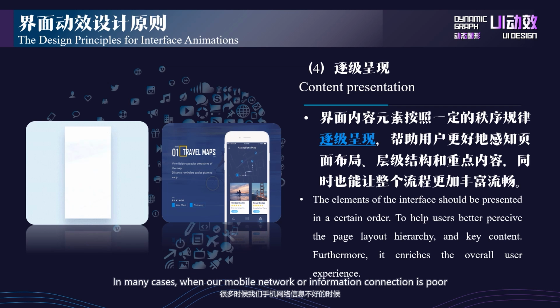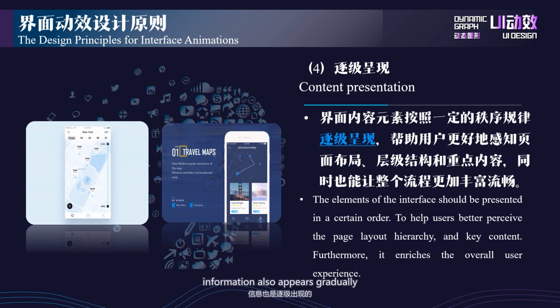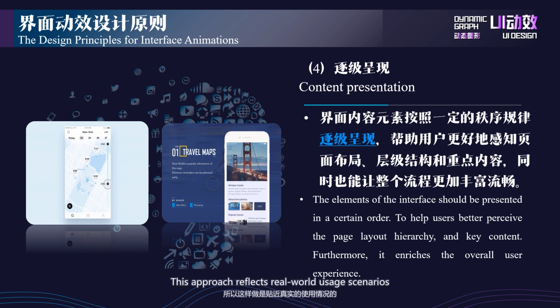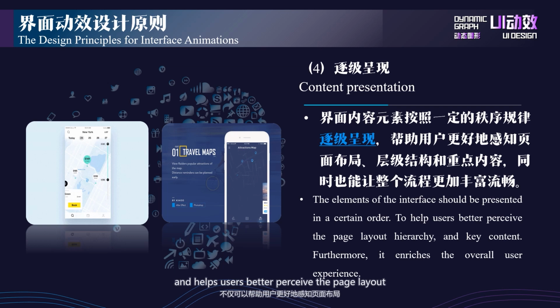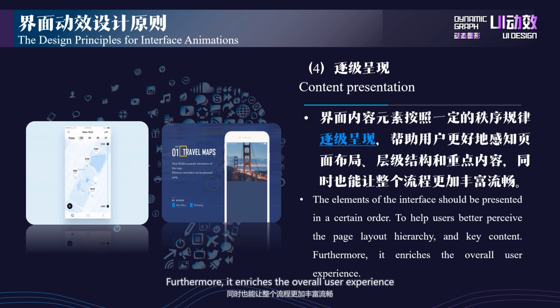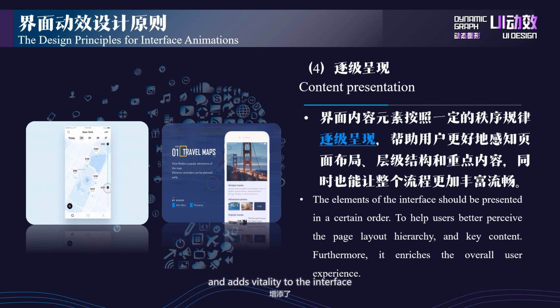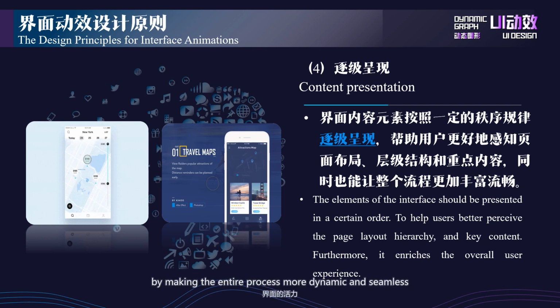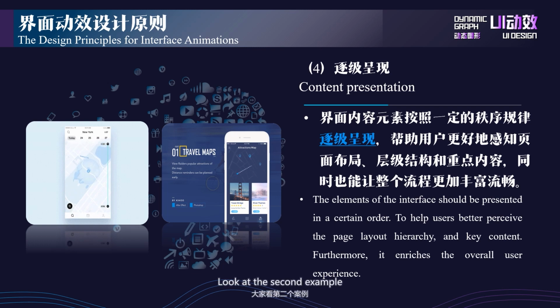In many cases, when our mobile network or information connection is poor, information also appears gradually. This approach reflects real-world usage scenarios and helps users better perceive the page layout, hierarchy, and key content. Furthermore, it enriches the overall user experience and adds vitality to the interface by making the entire process more dynamic and seamless. Look at the second example.